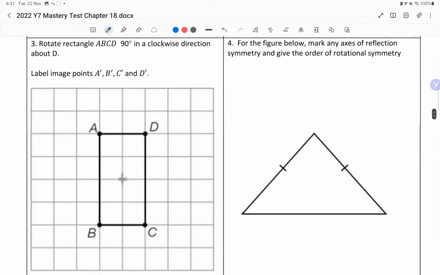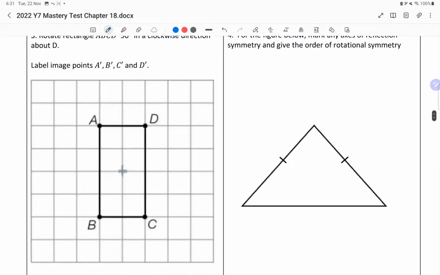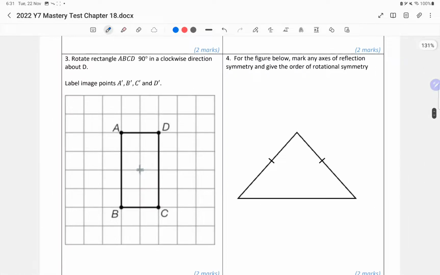And then also question 4. The reflection symmetry was correct, but the rotation was wrong. Is it like 1 for rotation symmetry? Rotation symmetry, yeah, 1. And then question 6.